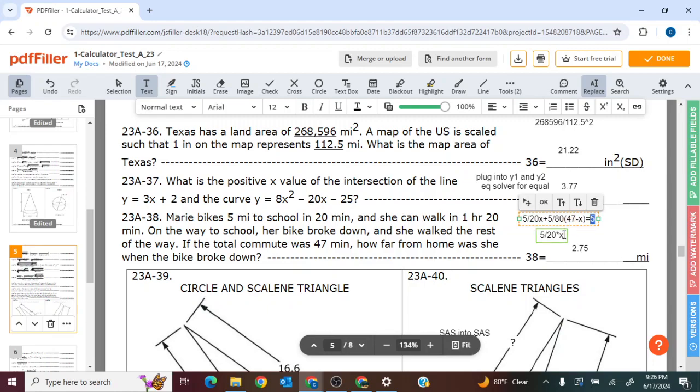Now, once you have the time she spent biking, you can figure out how far from home she is by simply multiplying it by the speed to get distance.